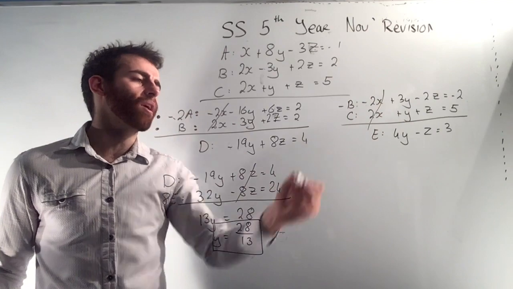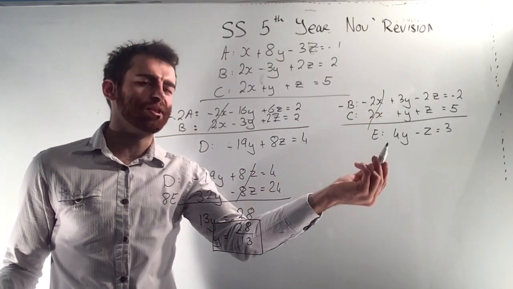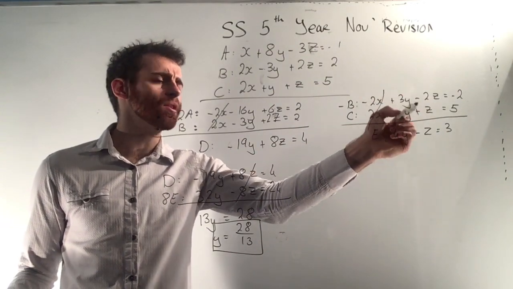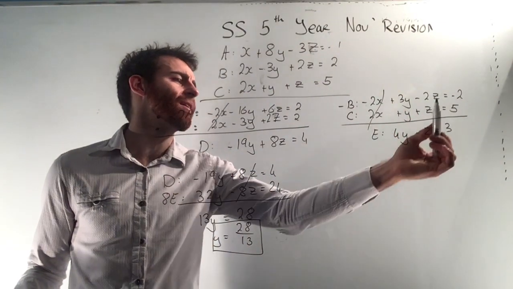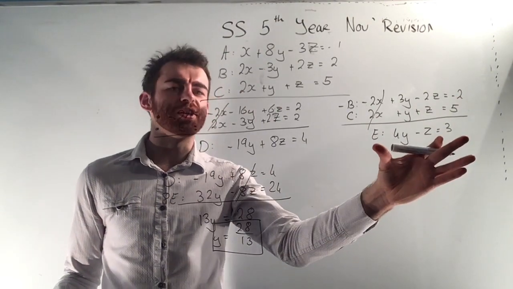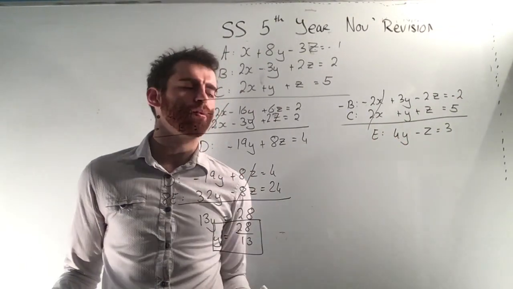So when I add these two lines together, I get minus 2 plus 2 is 0. 3y plus 1y is 4y. Minus 2z plus z gives me minus z. Minus 2 plus 5 gives me 3. So I'm going to call this equation E. It's a second equation with only two unknowns.